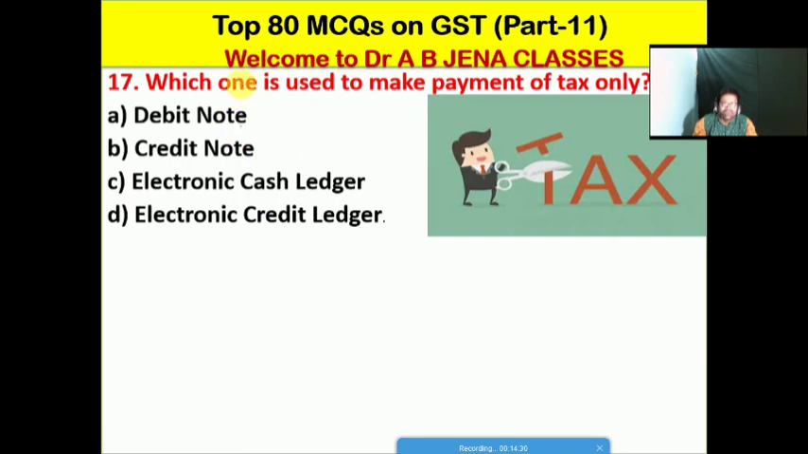So next one हम देखेंगे, which one is used to make the payment of a tax only, whether A it's the debit note, B it's the credit note, C it's the electronic cash ledger, D it's the electronic credit ledger. Friends, D is the right option for this MCQ. Electronic credit ledger is used to make payment of a tax. So D is the right option for this MCQ.